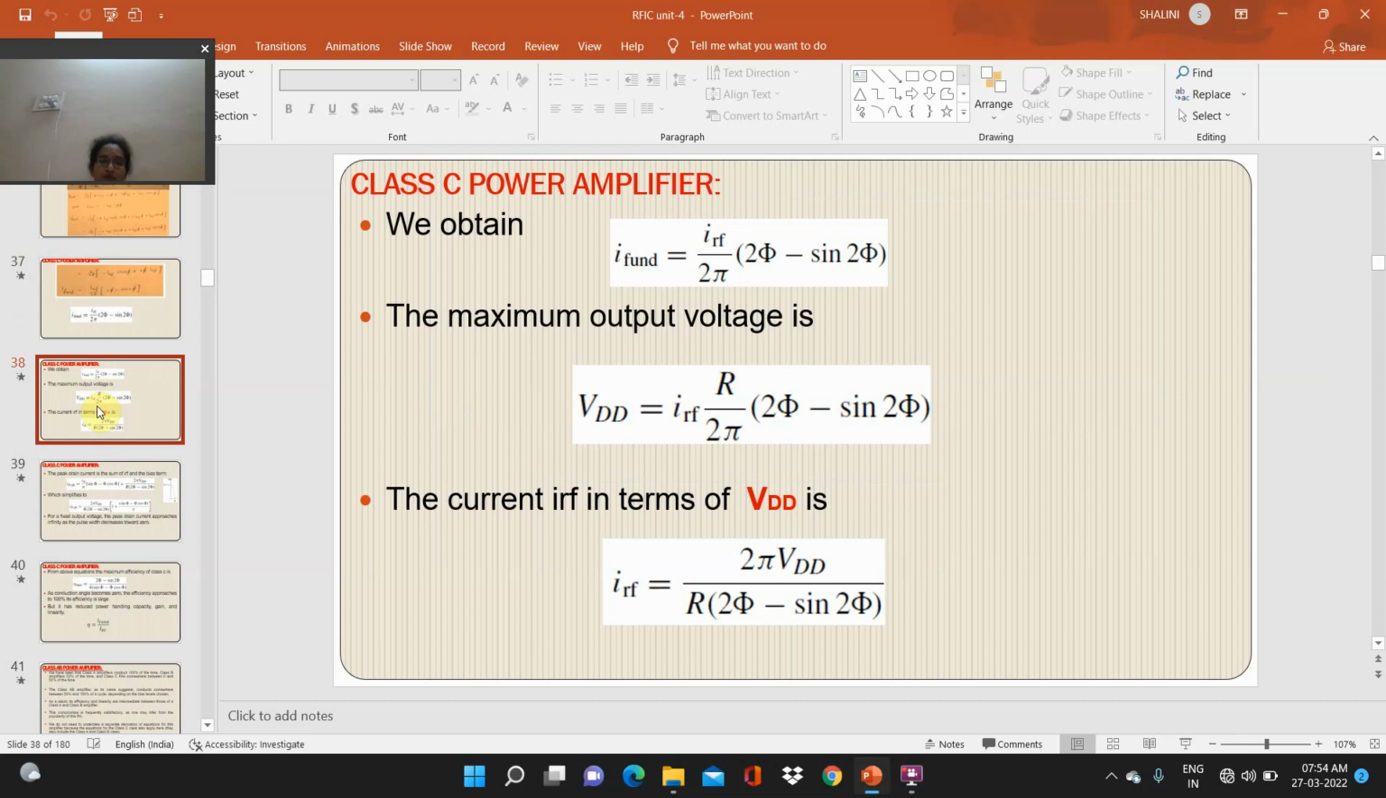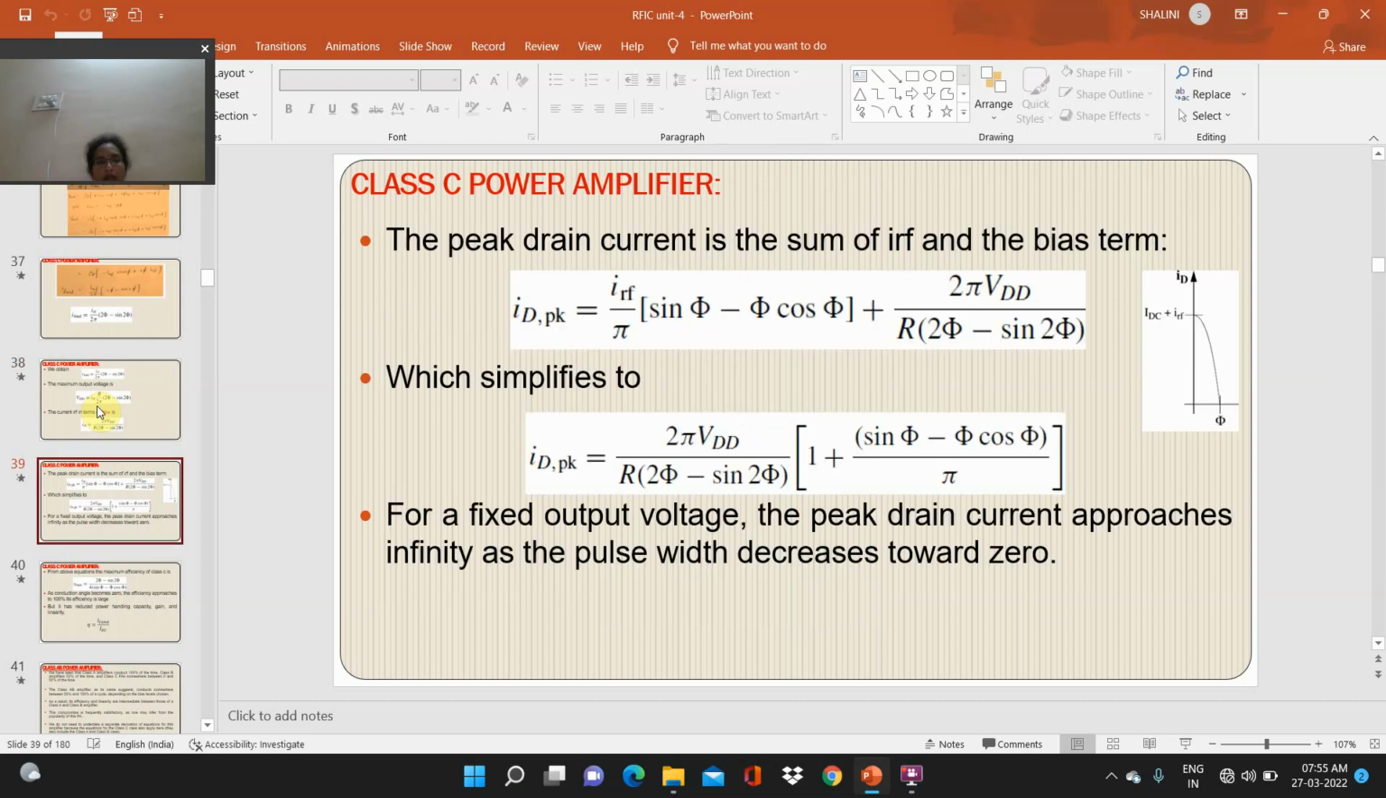The maximum output voltage is VDD is equal to IRF R by 2 pi of 2 phi minus sin 2 phi. The current IRF in terms of VDD is written as IRF is equal to 2 pi VDD by R of 2 phi minus sin 2 phi. And then the peak drain current is the sum of IRF and the bias term. ID comma PK is equal to, hence these two terms will be added, which simplifies to the following term.